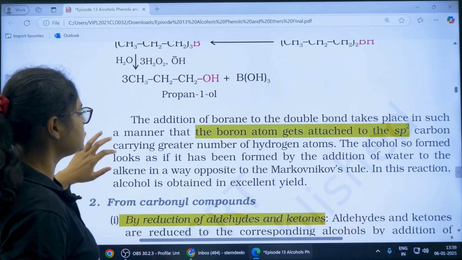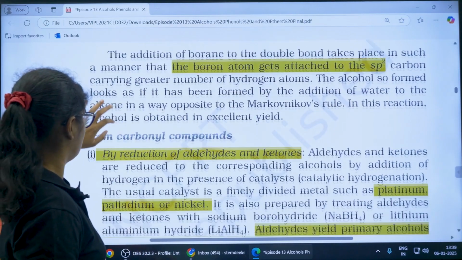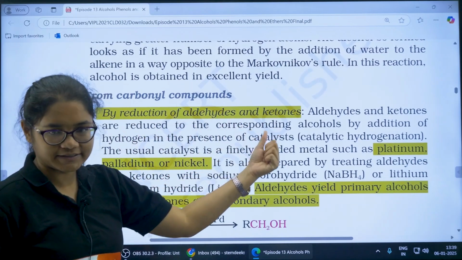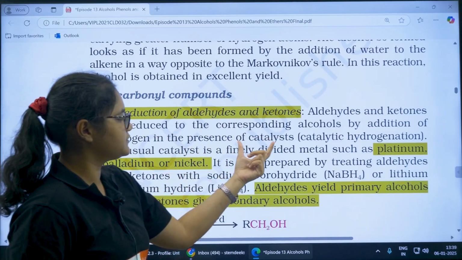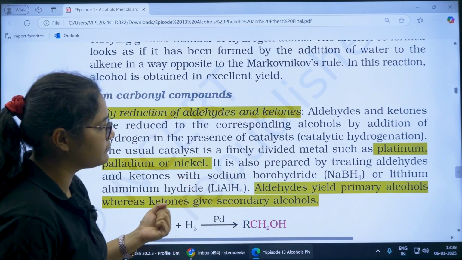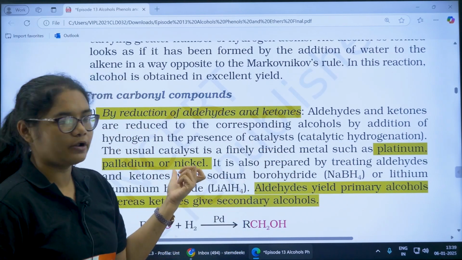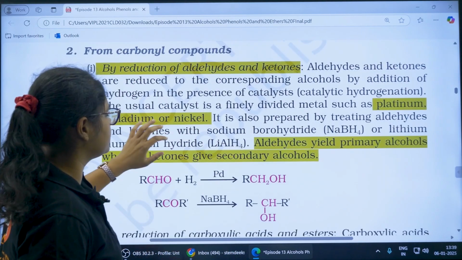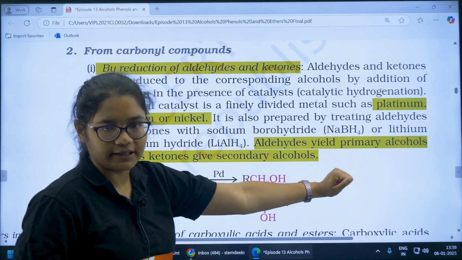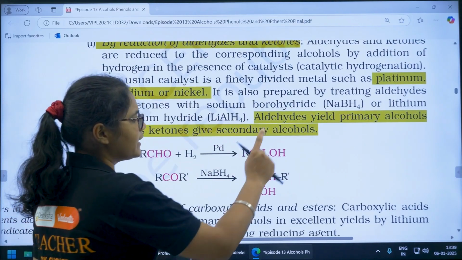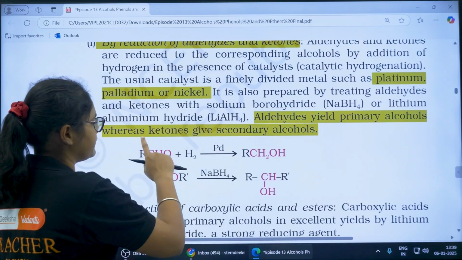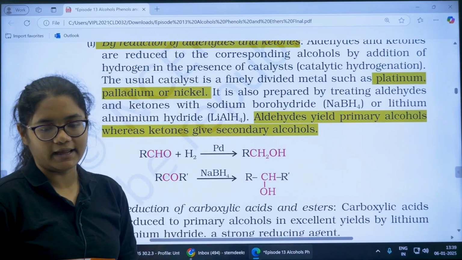Next we have reduction of aldehydes and ketones. The first one is by addition of hydrogen in the presence of a catalyst. Which catalysts can be used? Platinum, palladium or nickel. We can also use LiAlH4 and NaBH4. This is important: aldehydes will give you primary alcohols, whereas ketones will give you secondary alcohols.